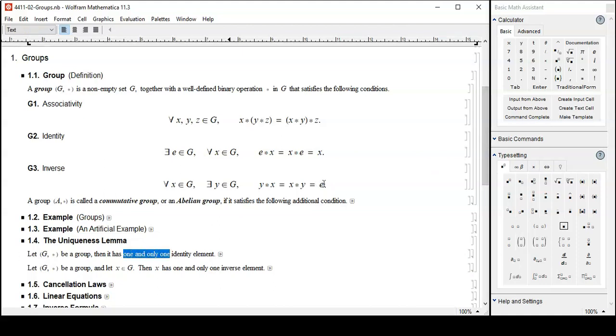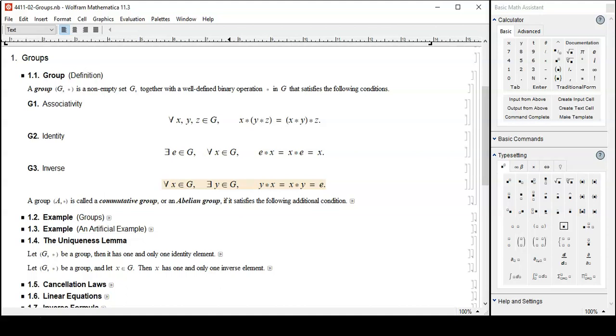The same goes to the inverse. Given x, we assume the existence of the inverse. But there may be more. There may be y, there may be z, there may be others, maybe infinitely many. Well, if so, we are in trouble. We claim that there is one and only one inverse for given element x.